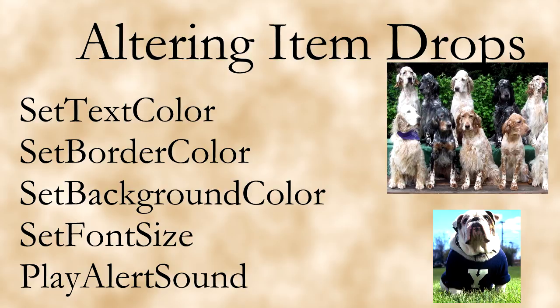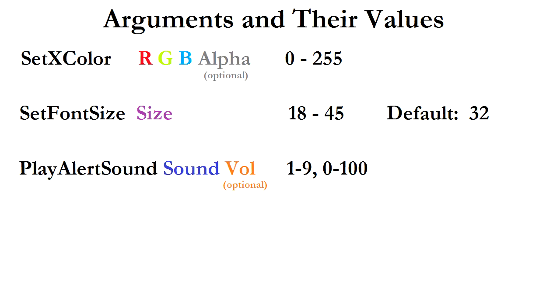There also is play alert sound. Note that color always uses the American spelling, with one O and no U. Each of these takes one or more arguments or pieces of information, some of which may be optional. All color values, including alpha, or transparency, range from 0 to 255. An alpha value of 0 is fully transparent, while an alpha value of 255 is fully opaque.